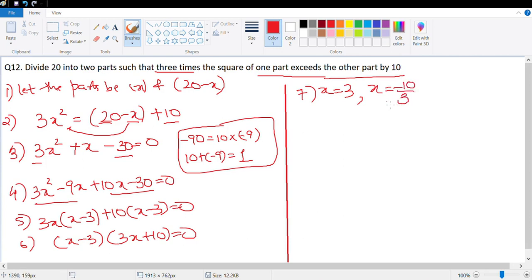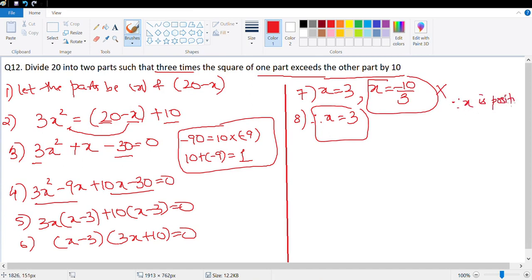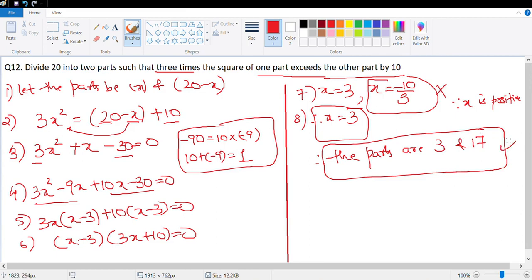So therefore x is equal to 3. Negative 10 upon 3 is rejected since x is positive. So x is 3. We are dividing 20 into two parts. Both the parts have to be positive. Correct? And we need to find two parts. Okay, therefore the parts are 3 and 17. Perfect. Let's look at the next question.